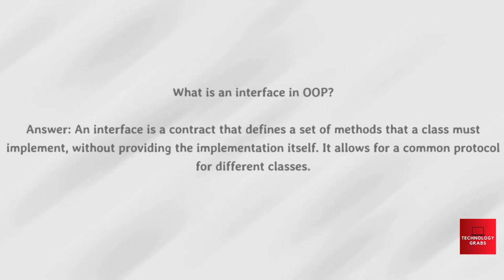What is an interface in OOP? Answer: an interface is a contract that defines a set of methods that a class must implement, without providing the implementation itself. It allows for a common protocol for different classes.